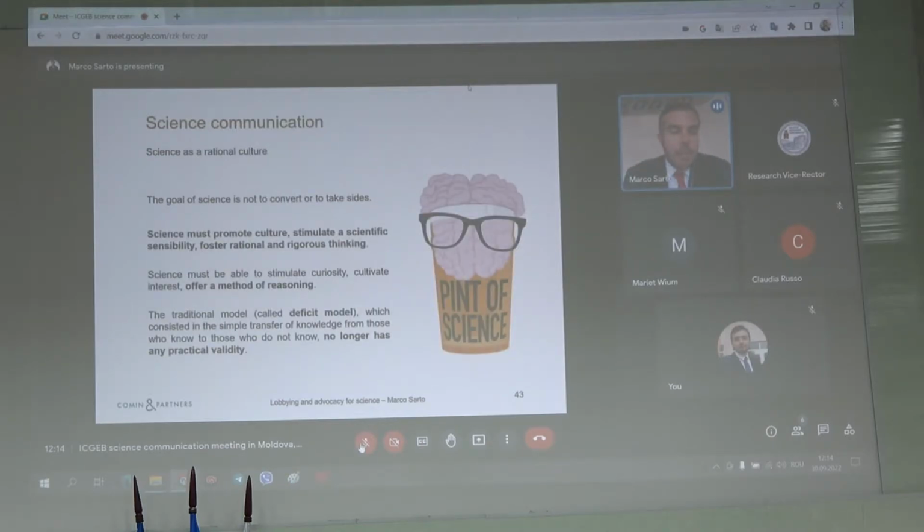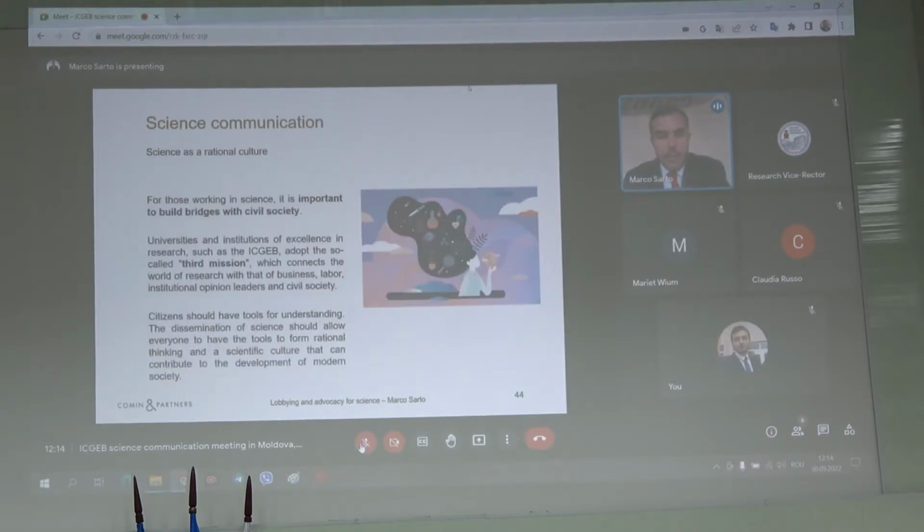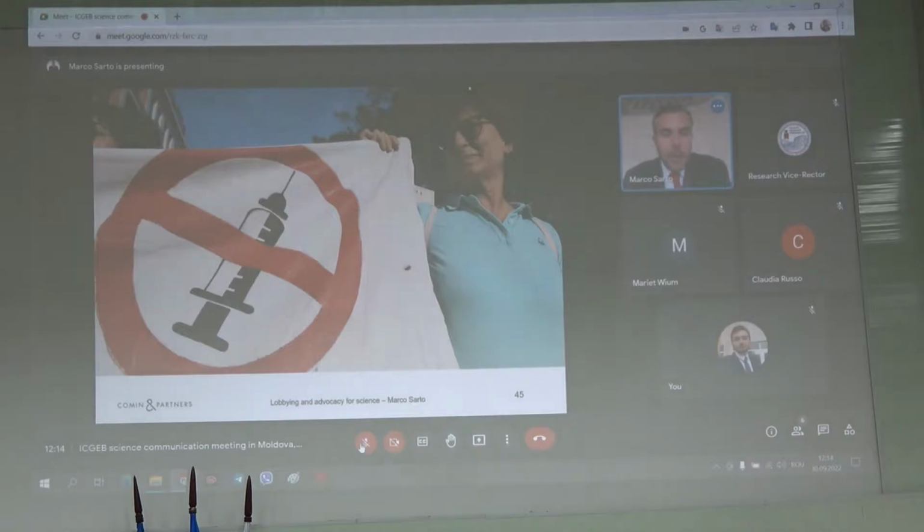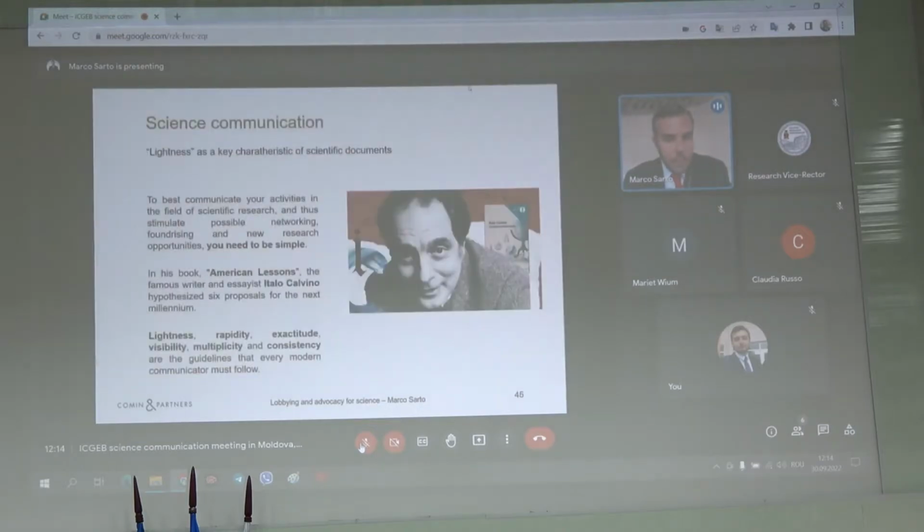So science must promote culture, must stimulate a scientific sensibility, foster rational and rigorous thinking. So we have to offer a method of reasoning. We have to understand that it's important to build bridges with civil society. And in this regard, we must underline the values of the so-called third mission, which connects the world of research with the world of business, labor, institutions, opinion leaders, and civil society. Because everyone should have the possibility to choose what they want to choose, and this is important.